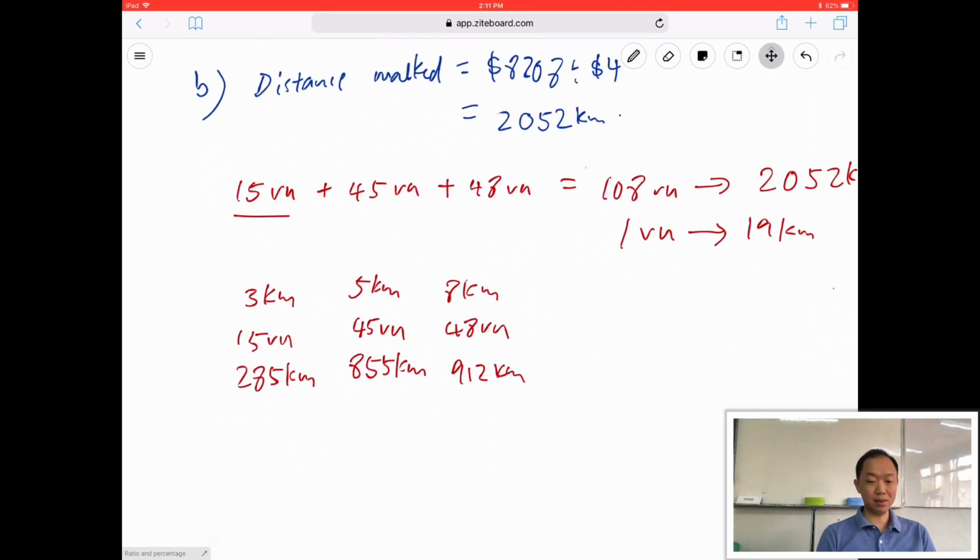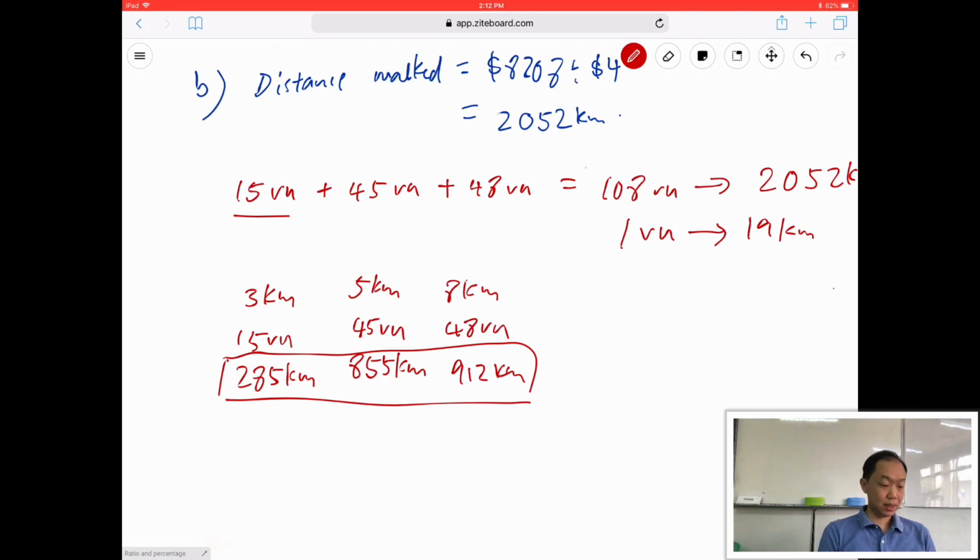Now, the number here is the total distance ran by, walked by the 3 kilometer people. So I want to find how many people there are. I take 285 divided by 3. So there are 95 folks here.